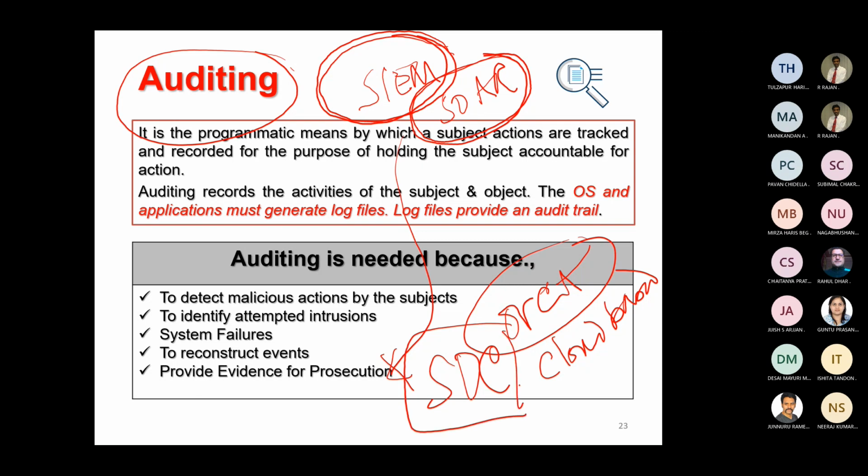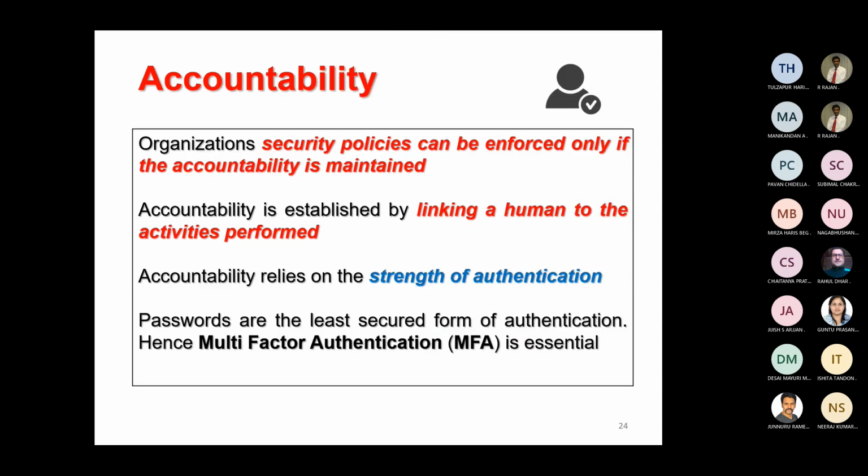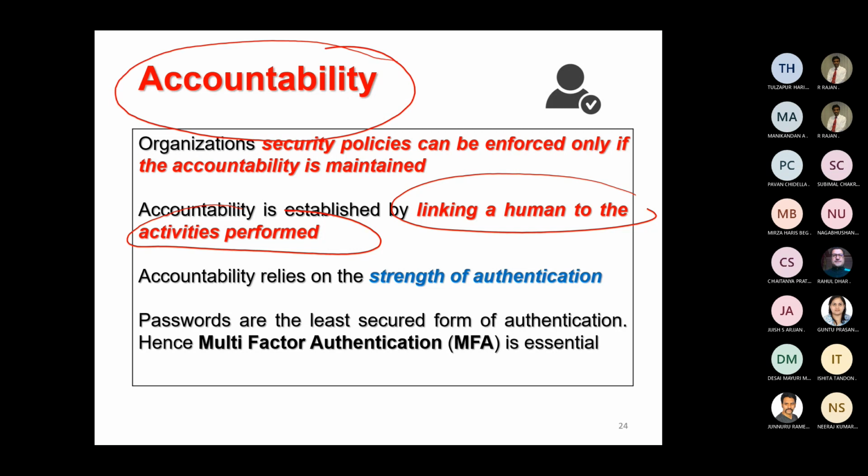Which is Security Operations Center. So Security Operations Center is something which is independently responsible to monitor those security logs. Fine. Accountability. Accountability can be something which is linked to human activities performed, right? So a lot of training and education is required in order to ensure accountability is kept intact.